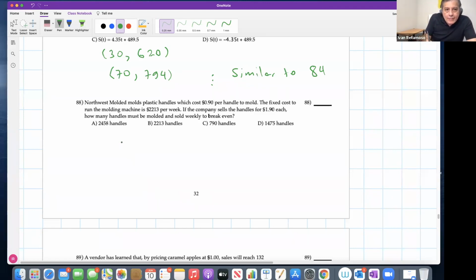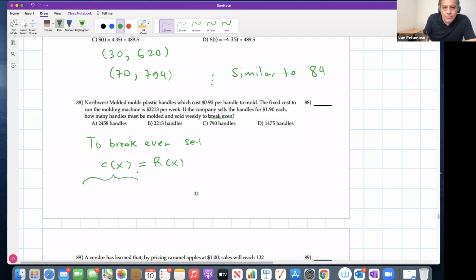So this one says, Northwest molds plastic handles, which cost $0.90 per handle to mold. The fixed cost to run the molding machine is $2,213 per week. If the company sells the handles for $1.90 each, how many handles must be molded and sold weekly to break even? This break even, guys, as soon as you see that, you have to set the cost function equal to the revenue function, right? Means no profit. You just get your money back to break even.